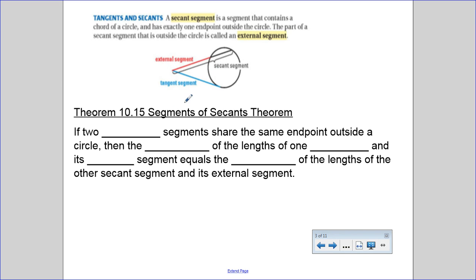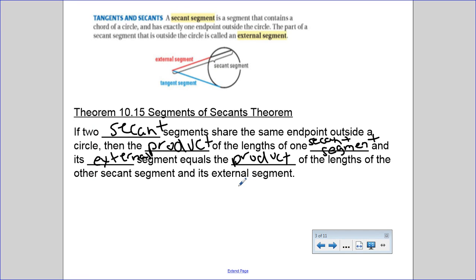Theorem 10.15, the segments of secants theorem, says if two secant segments share the same endpoint outside a circle, then the product of the lengths of one secant segment and its external segment equals the product of the lengths of the other secant segment and its external segment. Now, if you're saying, what the heck does that mean?